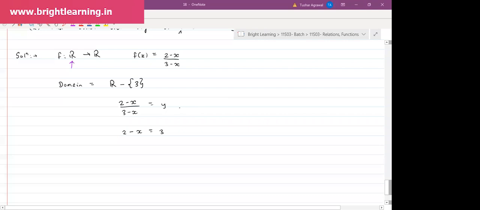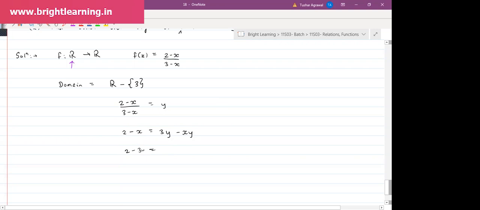Again do it. 2 minus x upon 3 minus x is equal to y. Sir, we can't see the screen sharing. I forgot to share the screen. Yes, now I have shared it. Is it visible now, the screen? Yes, sir. Okay.